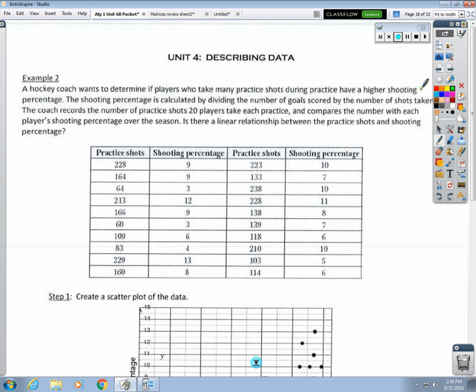Look at the board. This was a lot of data. So instead of continuing the practice shots under here and making it a long chart, they just moved it over here. This is X values, but this is a continuation of the X values. This is Y values, but this is a continuation of the Y values. Make sure when you're typing it in, all of that goes in L1, and then all of that goes in L2.